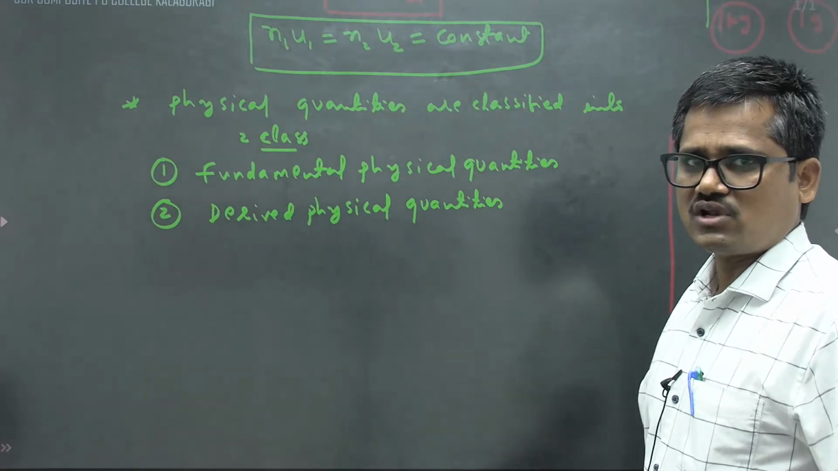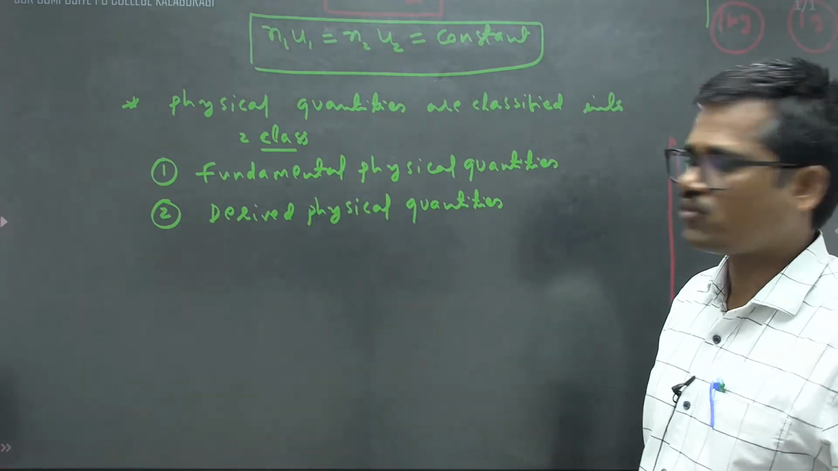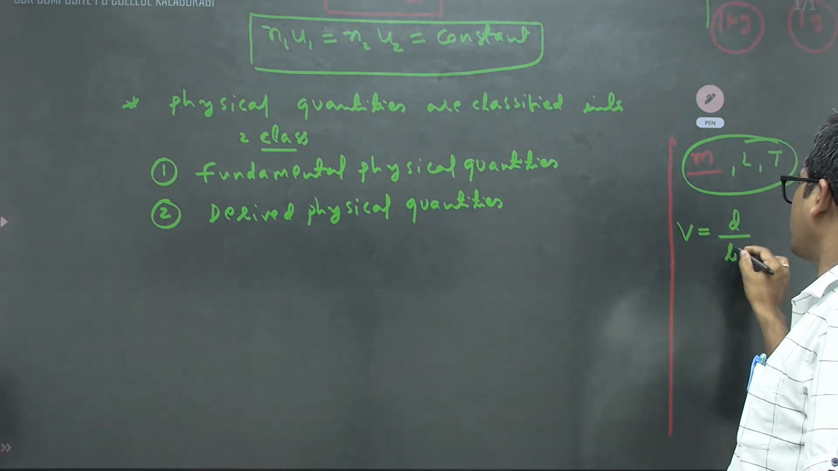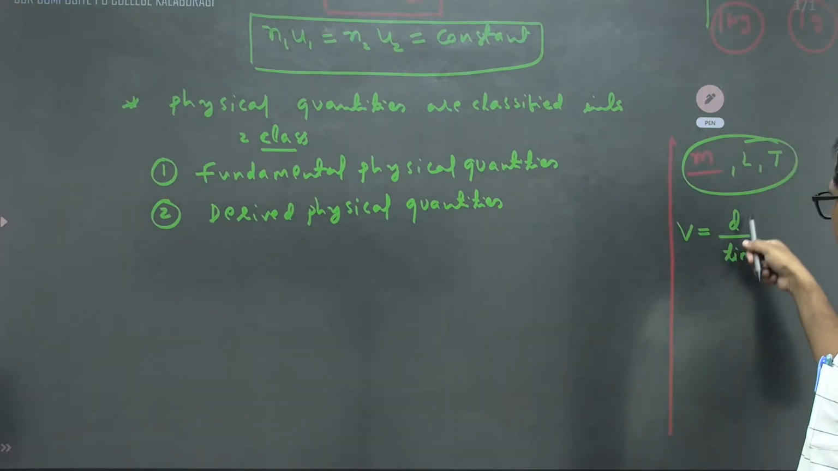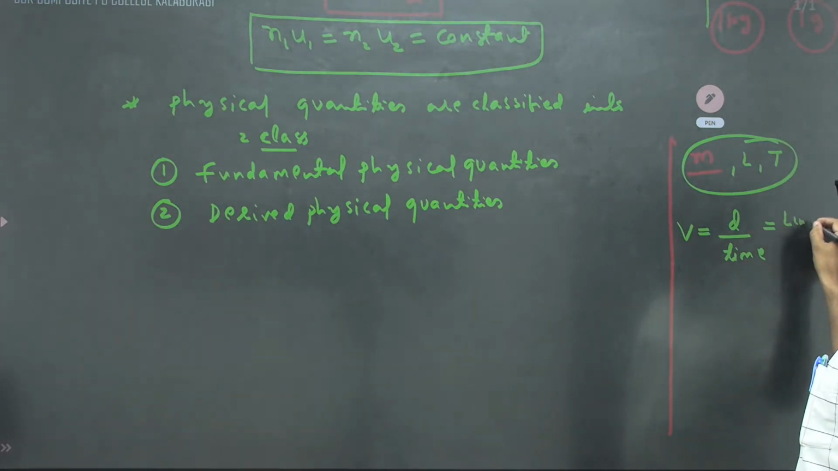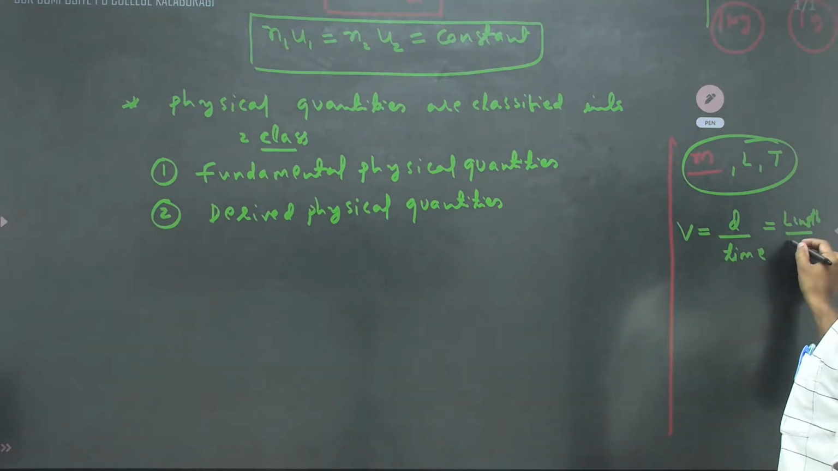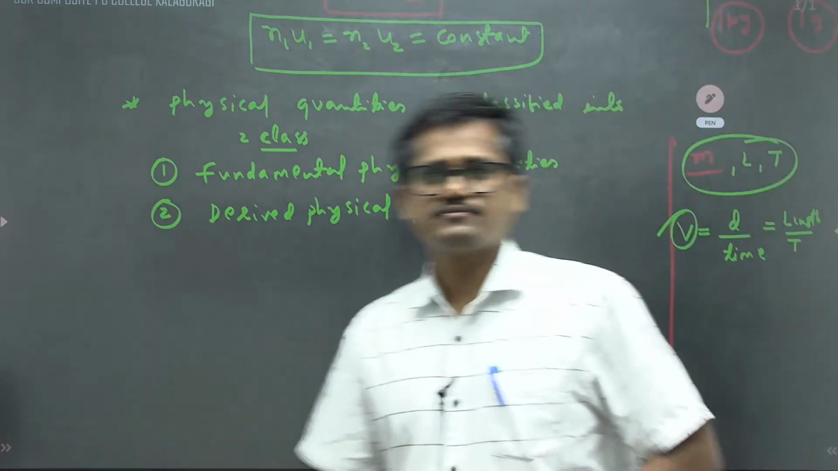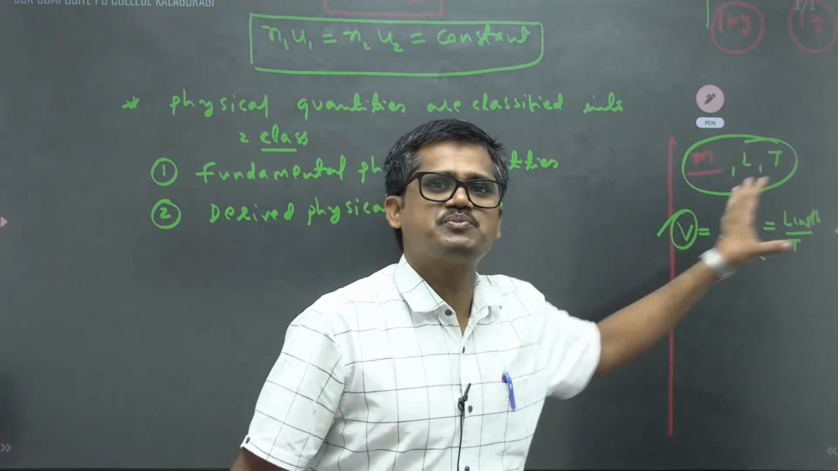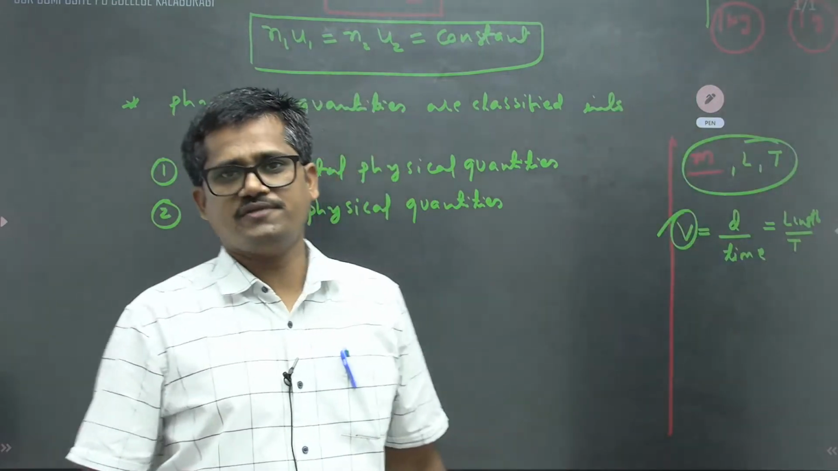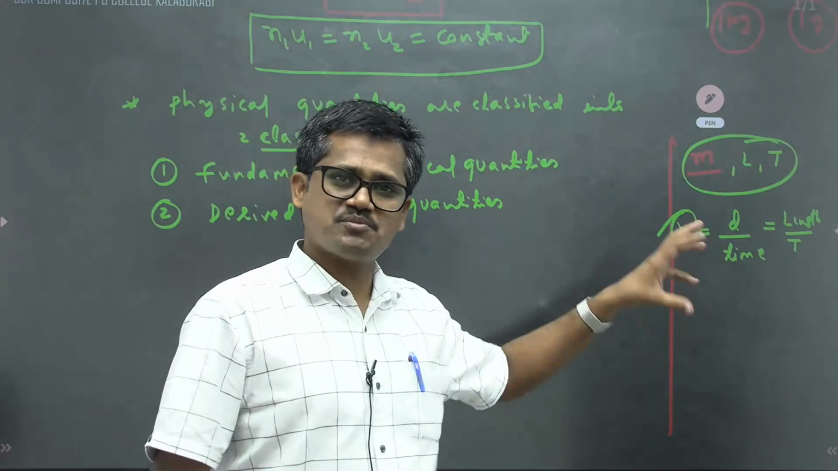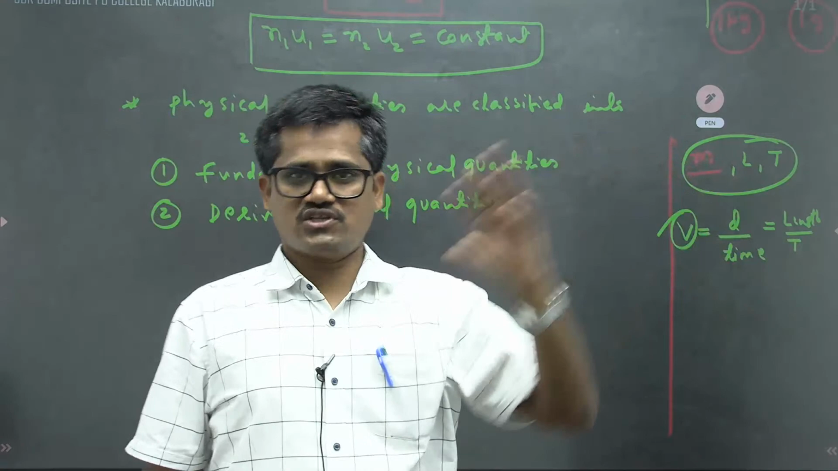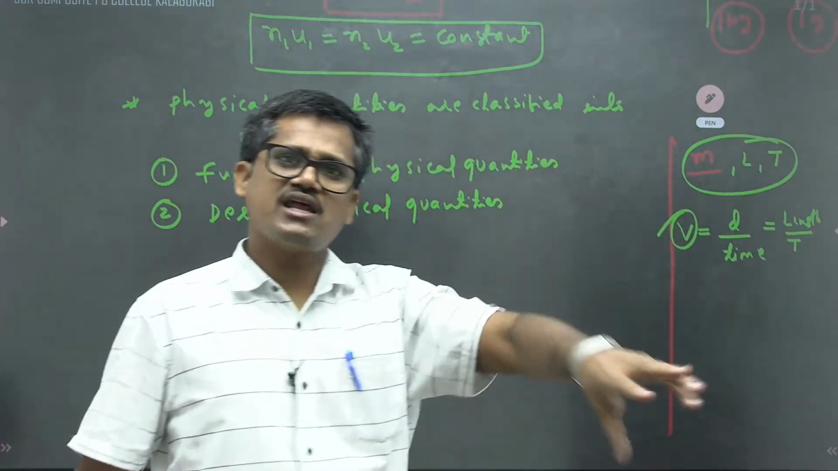Right or not? Let me take one example of a derived quantity. Speed is equal to distance divided by time taken. Now speed depends on distance. What is distance? Length. Here, time. To define speed, we need length and we need time. Therefore speed is expressed in terms of length and time. Therefore speed is a derived quantity in mechanics.